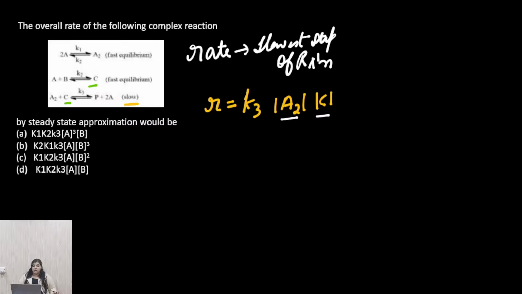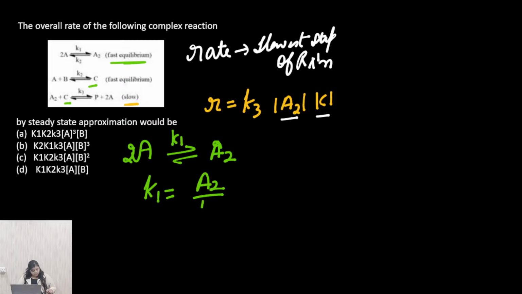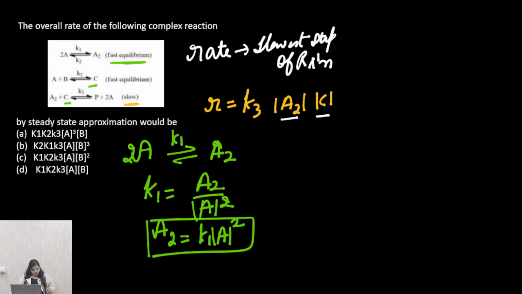We can use the fast equilibrium approximation. Here it is given that the equilibrium is there and it is a fast equilibrium. So in the first equation, 2A with the rate constant K1 gives you A2. So K1 is equal to A2 upon A squared. From here, the A2 value is K1 times A squared, so this is the A2 value that we will be substituting in the above expression.